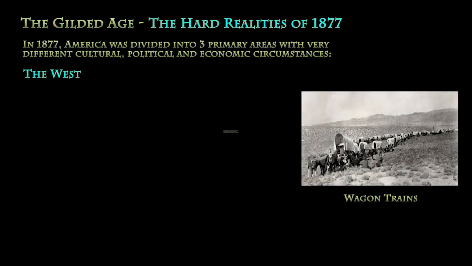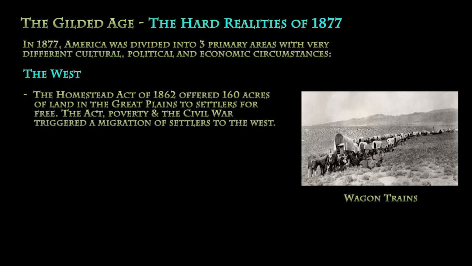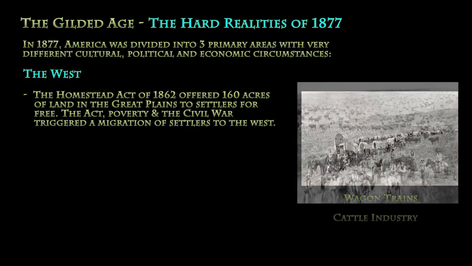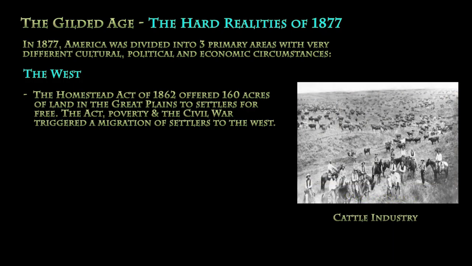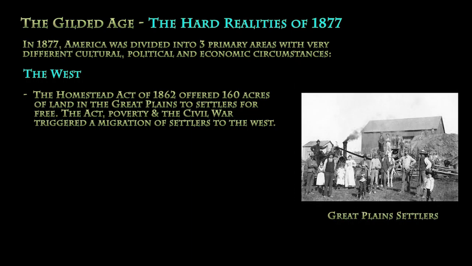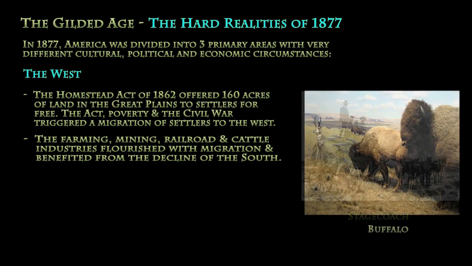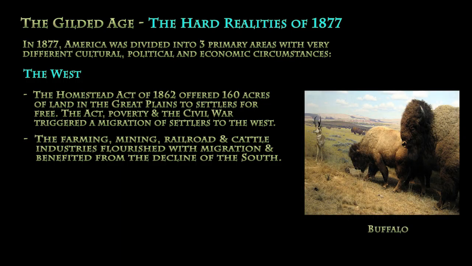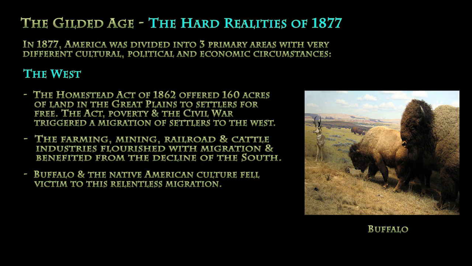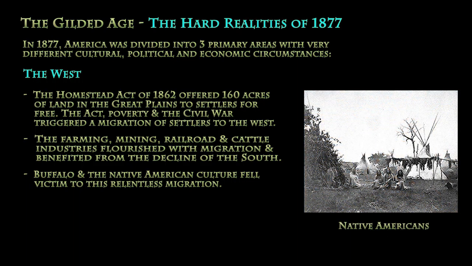The West. The Homestead Act of 1862 offered 160 acres of land in the Great Plains to settlers for free. The act, poverty, and the Civil War triggered a migration of settlers to the West. The farming, mining, railroad, and cattle industries flourished with migration and benefited from the decline of the South. Buffalo and the Native American culture fell victim to this relentless migration.